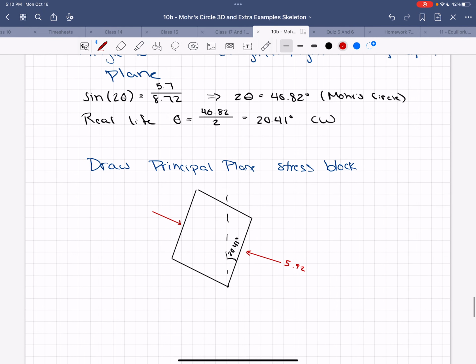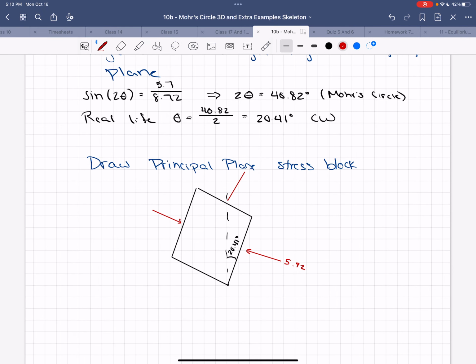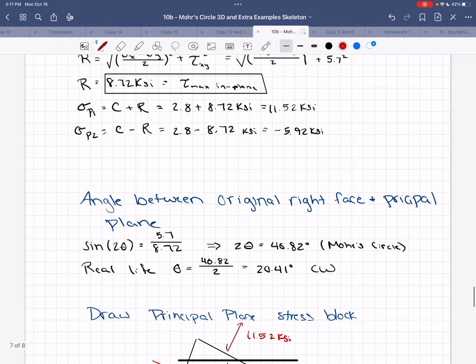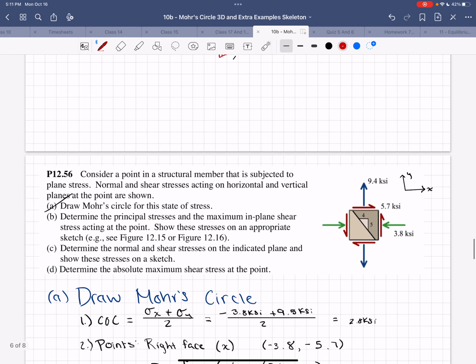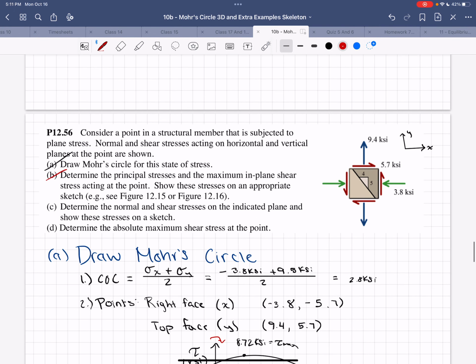So then here, I draw this. 11.52. These are KSI. Okay, we're making progress. So now we got through B. Okay, now this annoying part. So we need to determine the normal and shear stress on this plane.